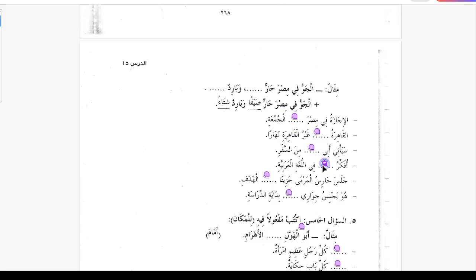Al-kahiratu ghayrul kahirati naharan. So I just said al-kahiratu laylan ghayrul kahirati naharan. Cairo in the night is not the Cairo of the day. So laylan is zarfu zaman. Sayati abi gadan minas safari. My dad will come tomorrow from the trip. So gadan is zarfu zaman. Ufakkiru fil lugatil arabiyyati. So I say ufakkiru masa'an. I thought about it yesterday about the Arabic language. So we can use different zarfu zaman also.